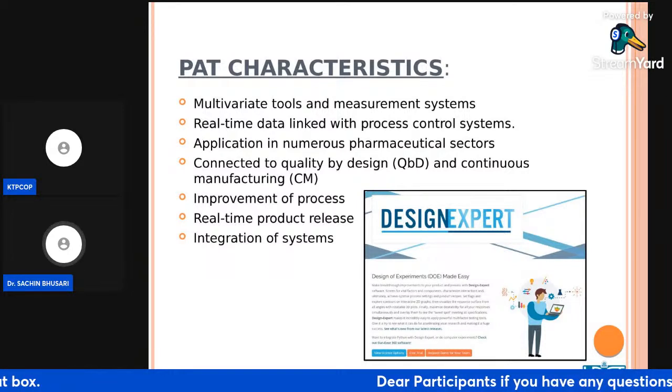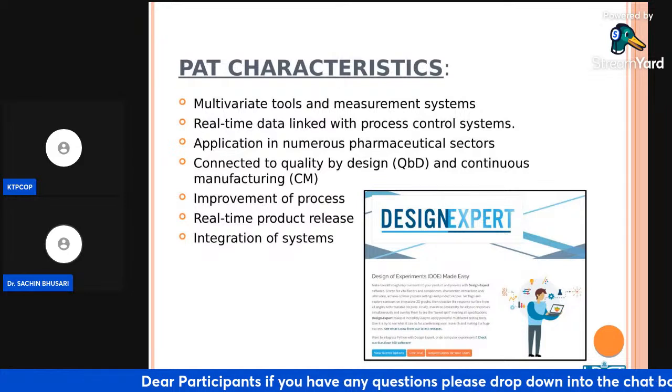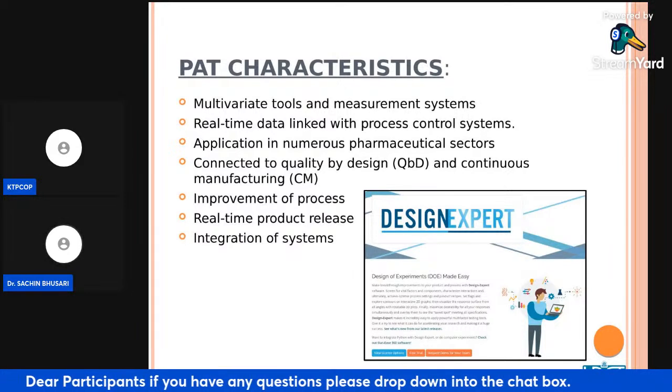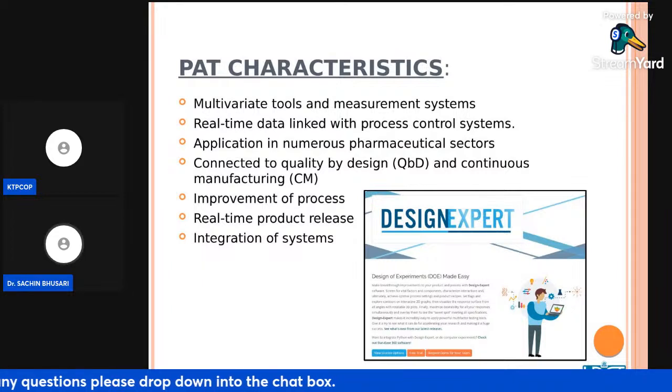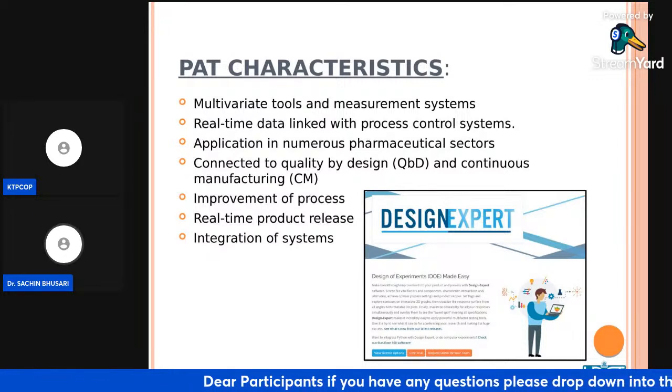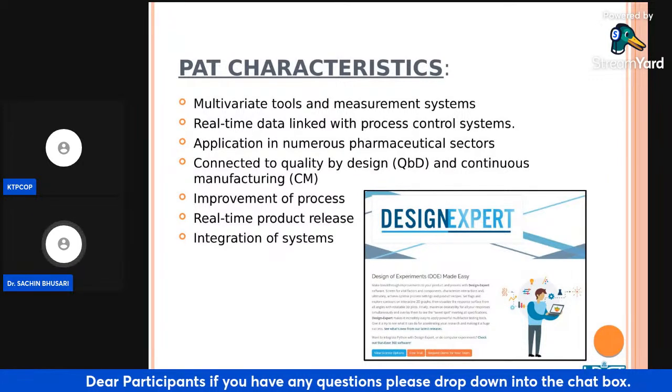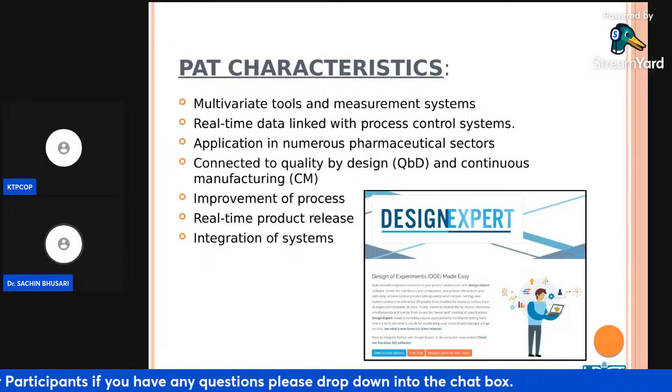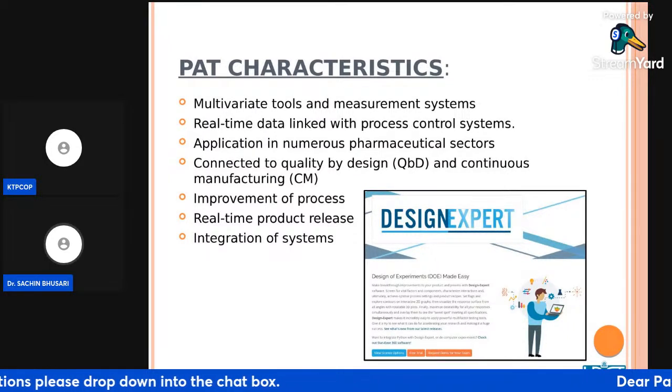Another characteristic of PAT is real-time product release. It is quite possible if you have the raw data with you, which is generated by your PAT. A process is ongoing, so just after finishing the batch, you are very sure that your batch has this much assay, this much crystallinity, and everything. So you can release the product in real time. That is another characteristic. And integration of the systems: PAT has the integration of all. My presentation will cover that also. So I'm going to talk about integration of the systems also.